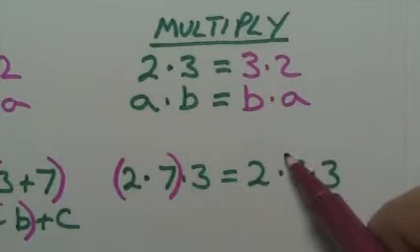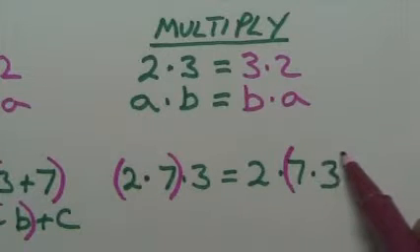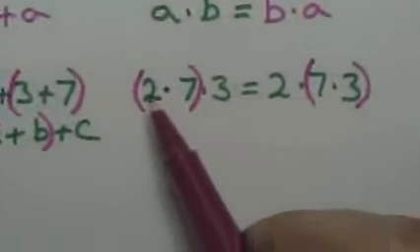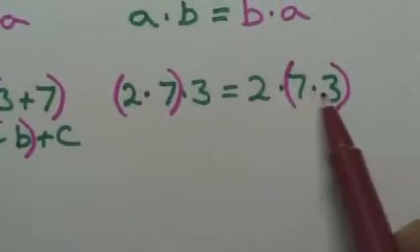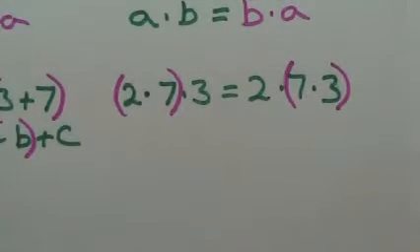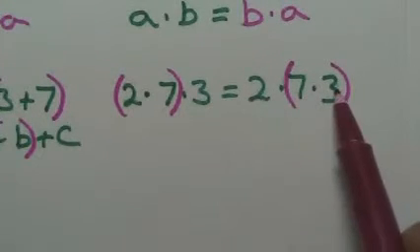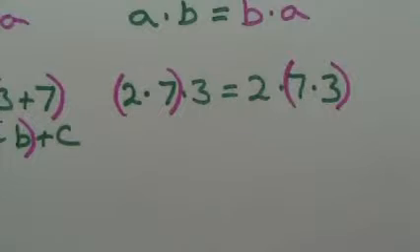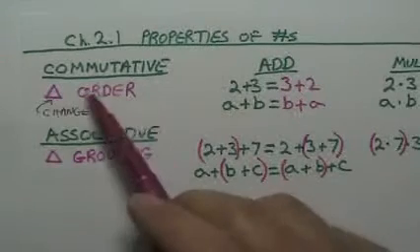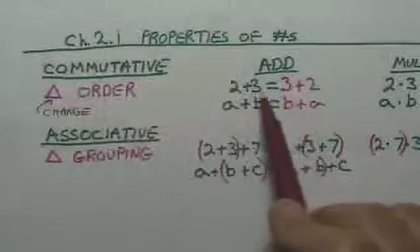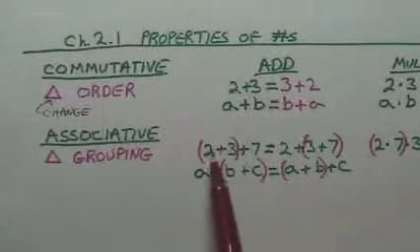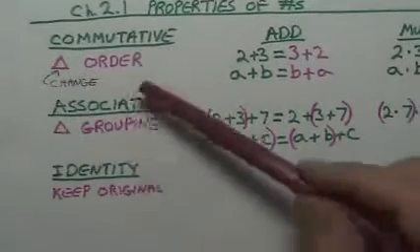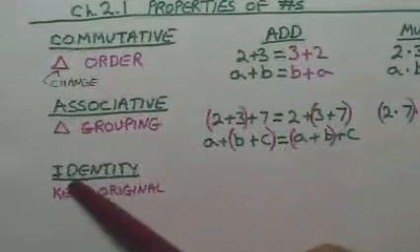And if I move the parentheses to like this, see now I have something different inside the group. Here I have 2 and 7. Now I have 7 and 3. It's still the same. I get the same answer. I still get 42. 21 times 2 is 42. So again, commutative, I change the order. I get the same. Associative, I change the grouping, but I get the same answer. And the last property we'll deal with today is called identity.